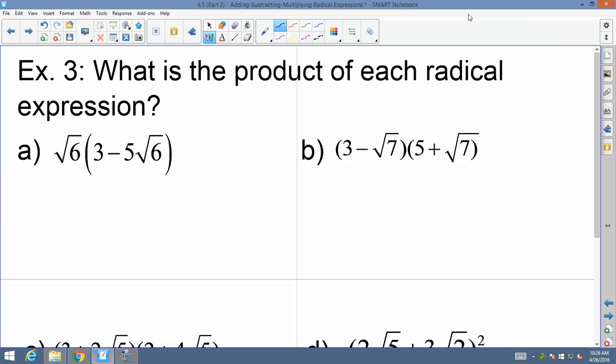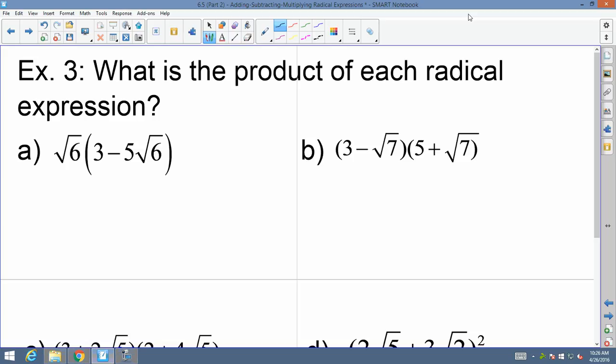Okay, guys. Now, what is the product of each radical expression? Okay, here we're just going to use the old skill of the distributive property, and we're going to use the skill of multiplying polynomials, FOIL. You got to know those properties, and then you got to use the radical properties on top of what we learned in the past. So this is where we start combining things.